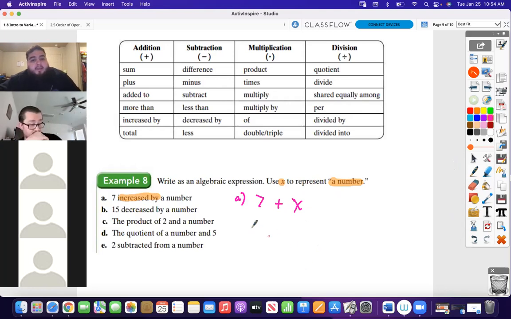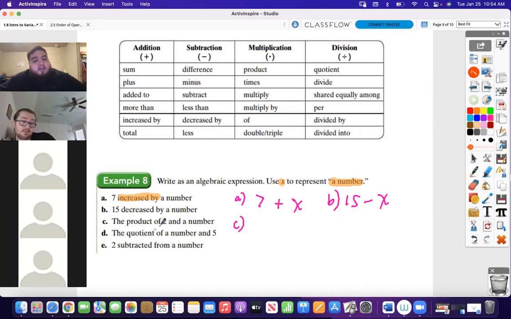All right, let's take a look at B. 15 is decreased by a number. So 15 is first, and this is being decreased by, so decreased by is subtraction. By a number, we don't know what that number is, so we're going to write X for that number. So B is 15 minus X.